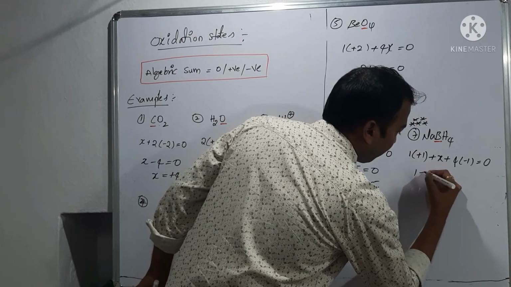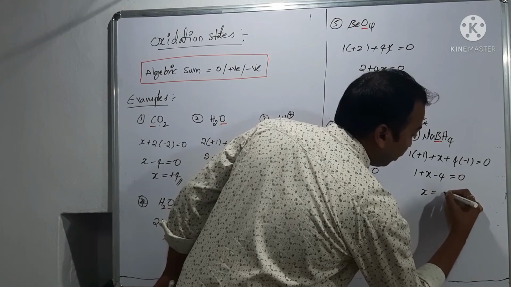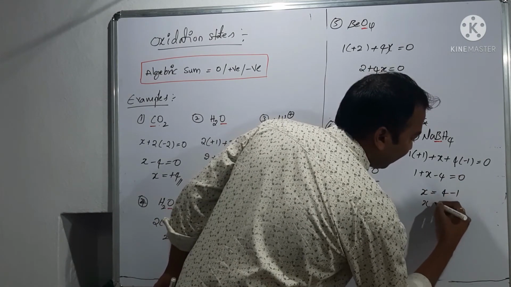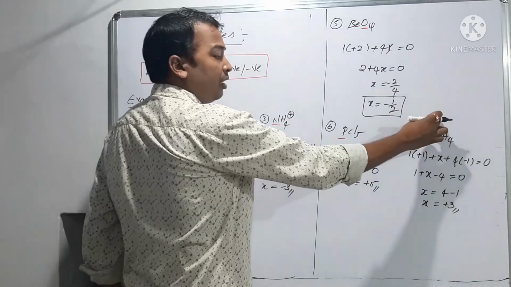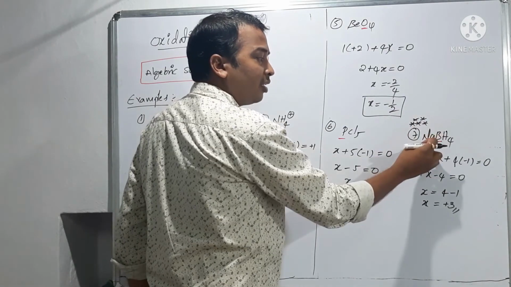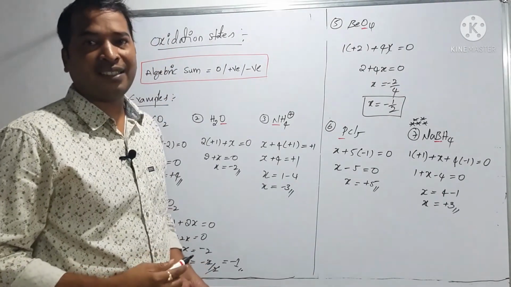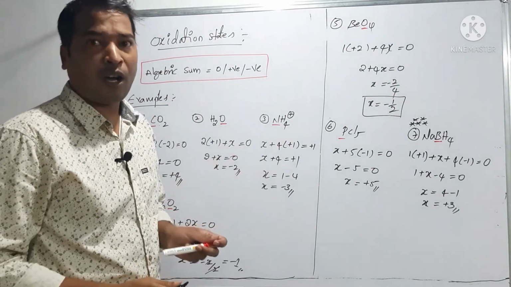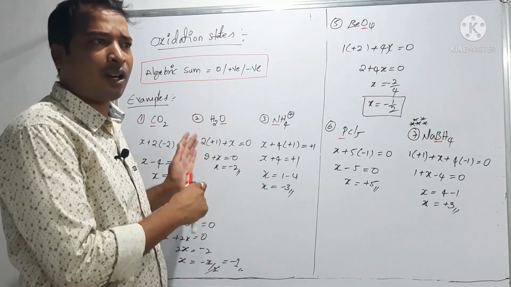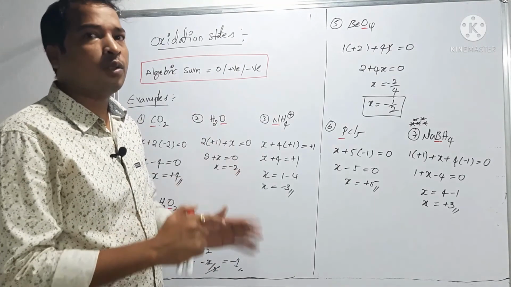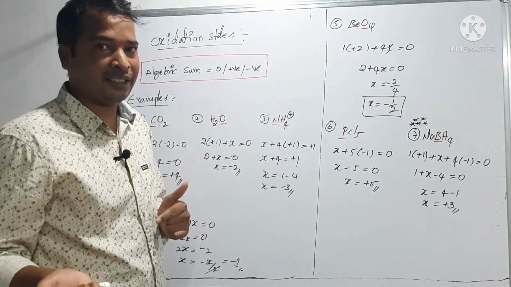So there we will get 1 plus x minus 4 equals 0. Then x equals 4 minus 1. Then x equals plus 3. So the oxidation state of boron in sodium borohydride is plus 3. This is the way to find oxidation states in molecules, but only in simple molecules, not in complex molecules. Generally simple molecules are formed by S block and P block elements, but complex molecules are formed by D block elements. There we have a different way to find the oxidation states.